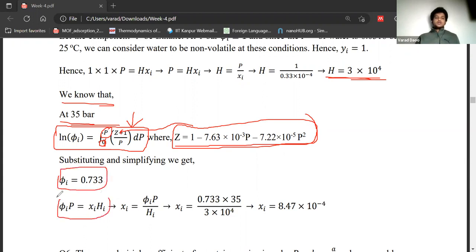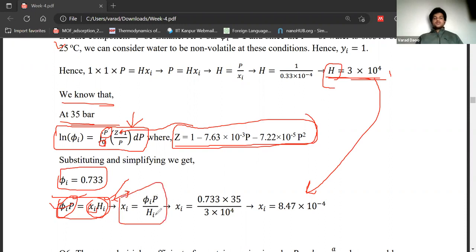Then you again apply the same expression which we have used here, the equality of fugacity. This is the fugacity of the vapor phase, and this is the fugacity of the liquid phase. They are both equal because at 35 bar also there is a VLE, vapor liquid equilibrium. So now you know what is phi i, you know what is PT. You don't know what is xi, but you know what is Hi. As it is a constant, it is not going to change with respect to pressure.